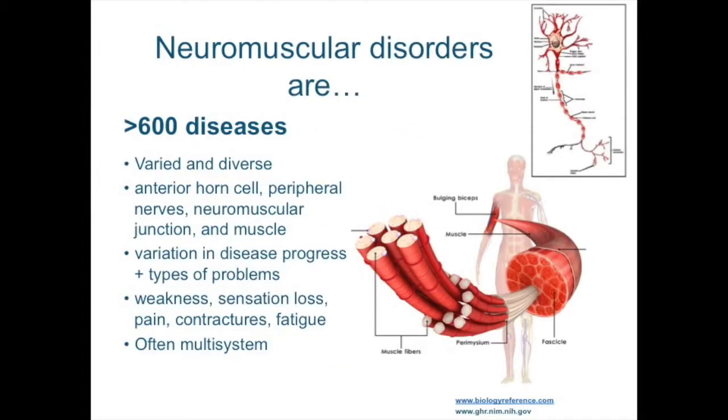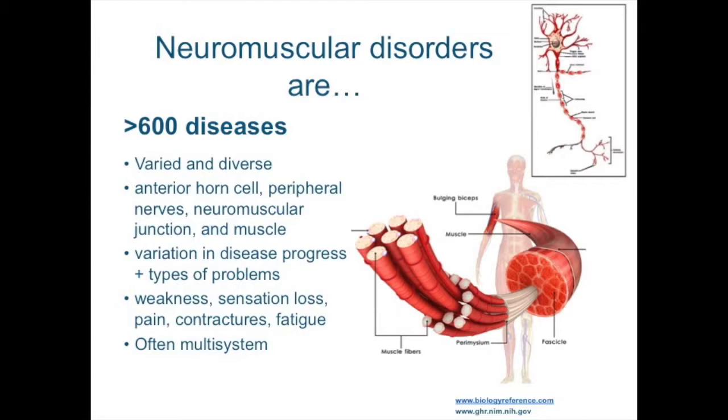In terms of neuromuscular disorders, there's a large range and variety. There's over 600 different diseases. They're a large group of often progressive diseases that can impact independence and quality of life, and the Muscular Dystrophy Association indicates that there are over 50,000 people living with neuromuscular conditions in Canada.